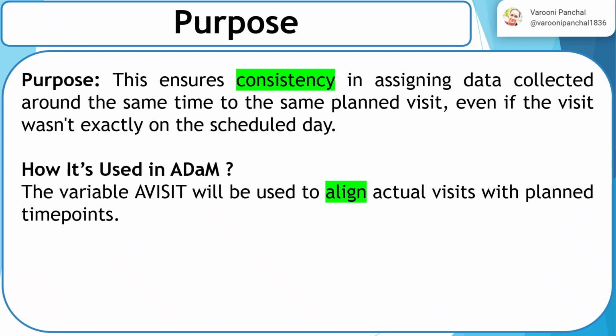Now, what is the purpose? The purpose of this visit windowing is to ensure consistency in assigning data collected around the same time to the same planned visit, even if the visit wasn't exactly on the scheduled date. So if, for example, plus 2 minus 2 days are allowed, then within that particular window range, you can flag that specific unscheduled visit in that scheduled visit, right? So that is the meaning, just to ensure that consistency is maintained.